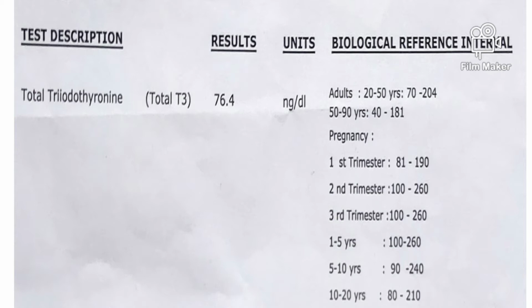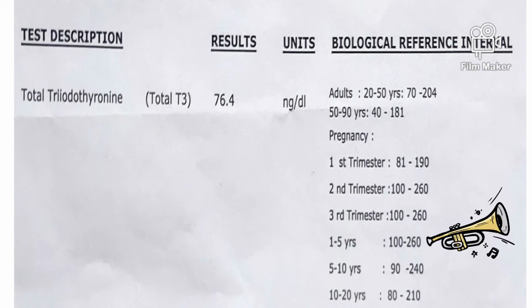We can see that in adults of 20 to 50 years, the normal T3 values are 70 to 204 nanograms per deciliter. And in people of 50 to 90 years, the T3 levels are 40 to 181. And in pregnancy, the first trimester, that is the first 3 months of pregnancy, T3 levels are 81 to 190. In the second trimester, it ranges from 100 to 260. And in the third trimester, T3 levels are 100 to 260.